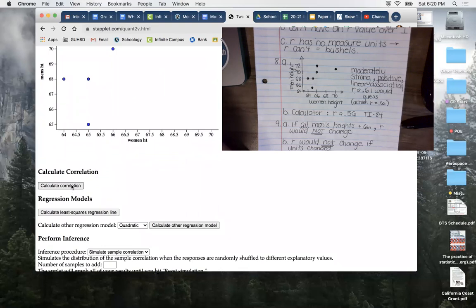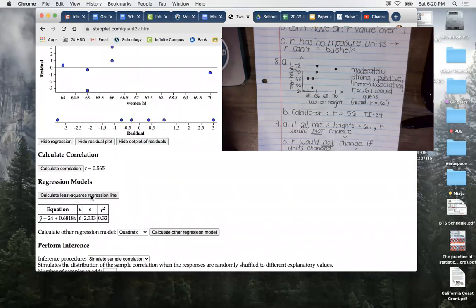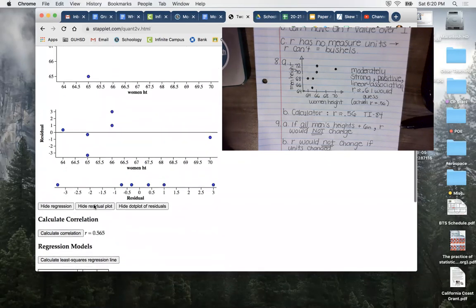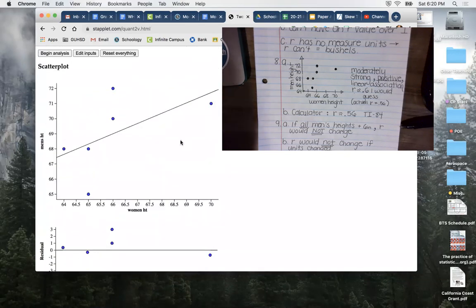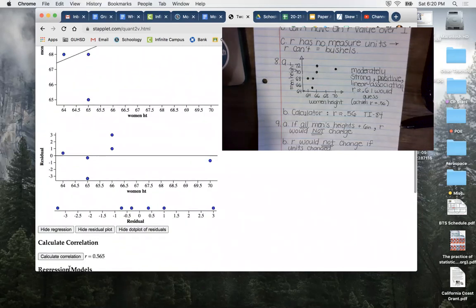Well, if you look here, you actually have the ability to look. It says calculate correlation, and our correlation is right there. It's 0.565. We're going to get into this tomorrow. You can actually even calculate the least squares regression line here, which I will definitely talk more about later. But that shows you that you can see the correlation here. Super, super useful.